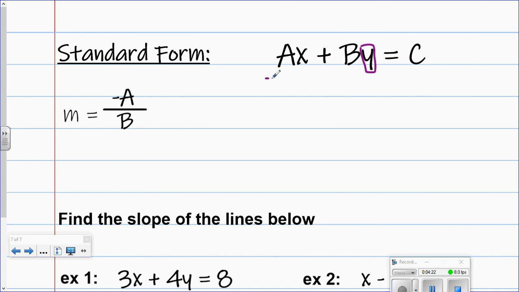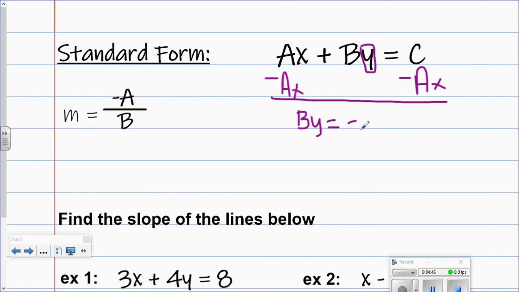So my first thing I would do is to subtract ax from both sides. Remember, you did a lot of this in your algebra class. So I'm going to subtract ax from both sides. So now I'm left with by equals negative ax plus c, because I can't put those together. They aren't like terms. I still don't have y by itself, so now I can divide this by b, which means I can divide everything on this side by b as well. Keep it all even.